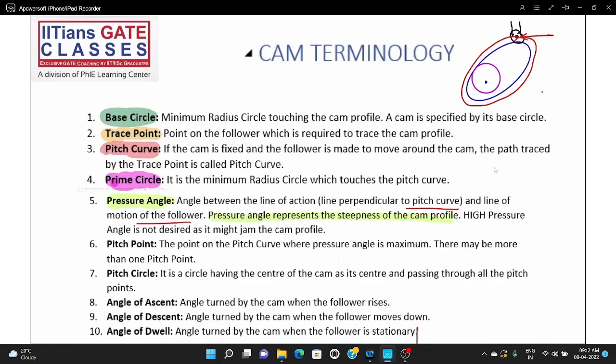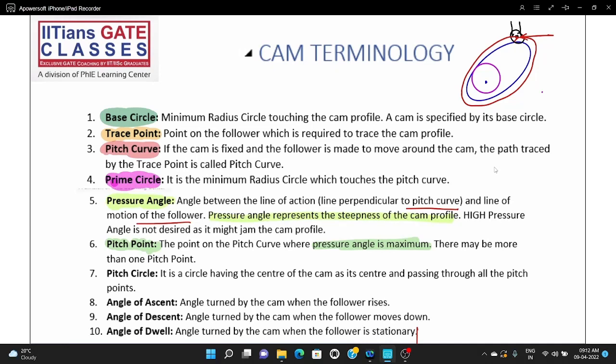This is nothing else but the pressure angle. What else do we have? We have the pitch point, the point on the pitch curve where the pressure angle is maximum. What is the pitch point? The pitch point is the point on the pitch curve where the pressure angle is maximum. There may be more than one pitch point.